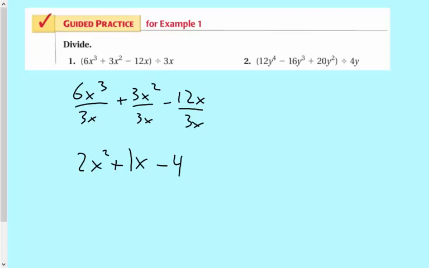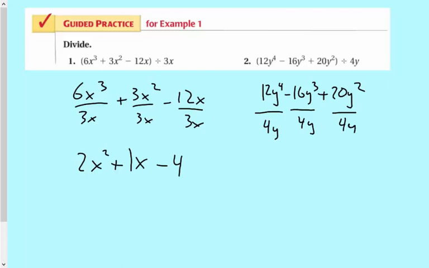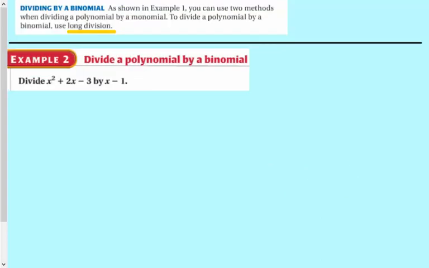So this process is pretty straightforward. There's not too much work to do here. So this would be 3y to the third minus 4y squared plus 5y. So there's a couple examples with monomials. Now let's get into binomials.